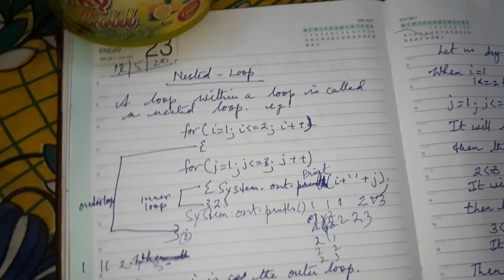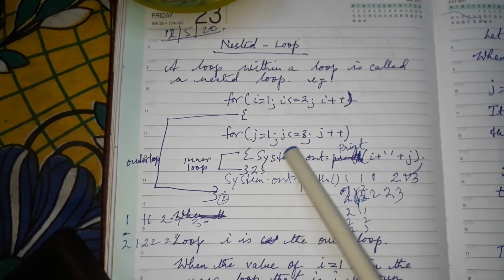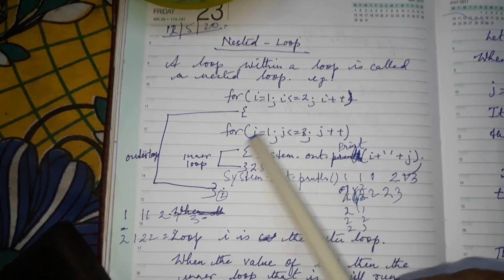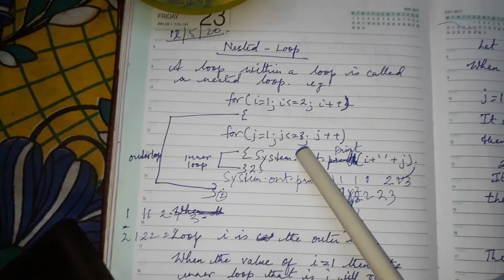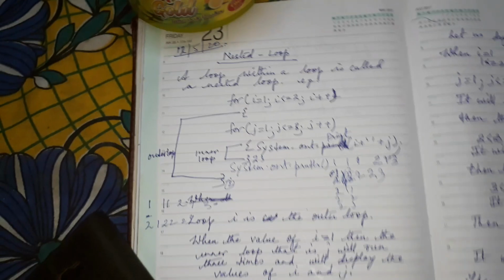So how many times is the loop running? When the value of i is 1, it is running 3 times. When the value of i is 2, it is running another 3 times. So 3 plus 3 is 6, that is 3 into 2 is 6. So this is the working of a simple nested loop.